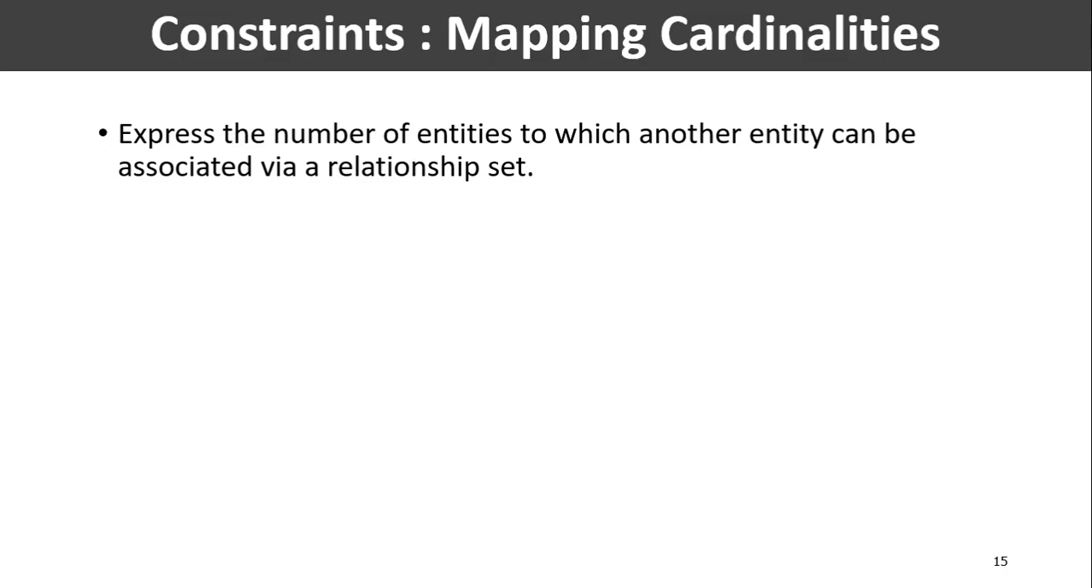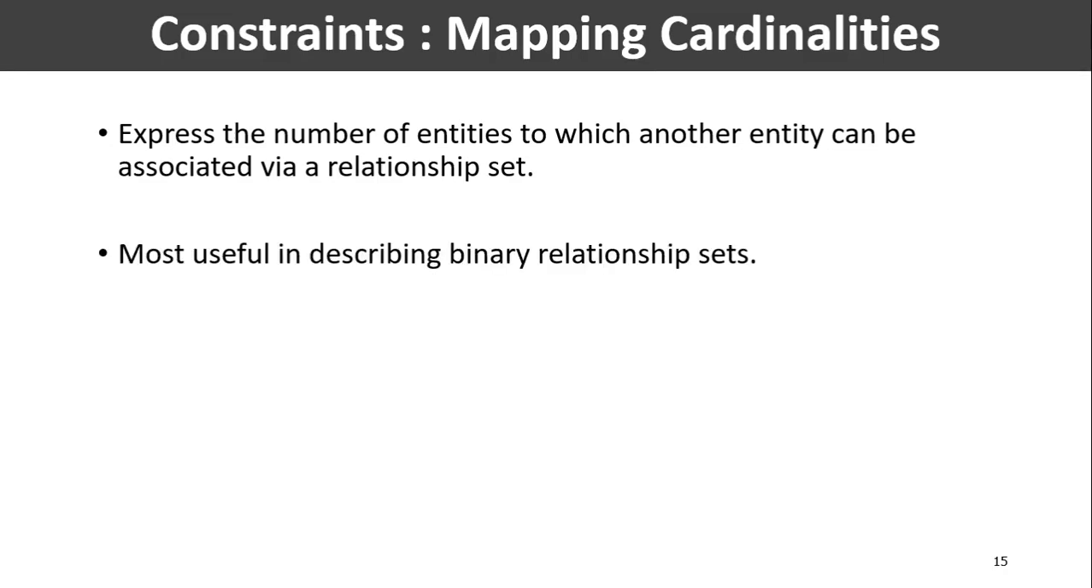So in general, whatever is this number of entities to which another entity can be associated is called as the mapping cardinality, or it is also called as the cardinality ratio. Whenever we describe a binary relationship set, this concept of mapping cardinalities is really meaningful and most useful to describe these binary relationship sets. So what we mean by binary relationship sets?